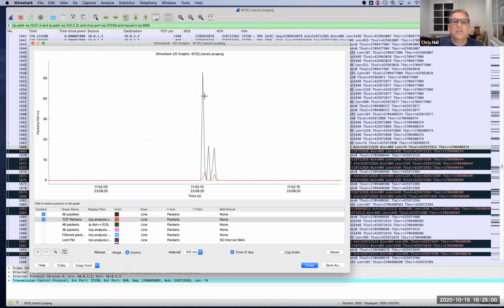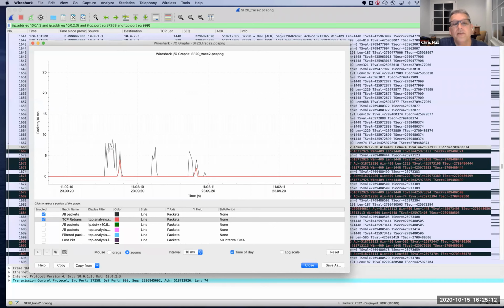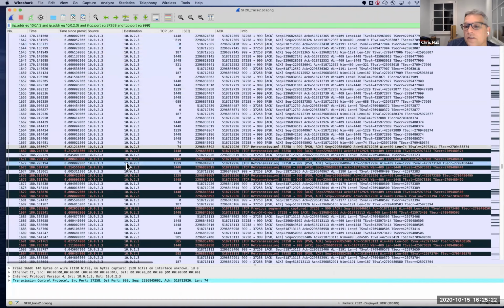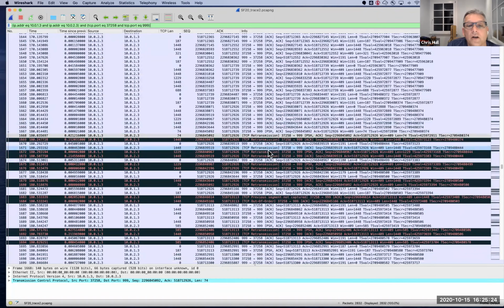We get retransmissions when we have these spikes. If I go too much closer into it, it doesn't really help. I can do it, and then we can zoom in a little bit more. So even inside those 1 second bursts, it's bursty even inside of there. But let's take a look at this in a little bit of detail.